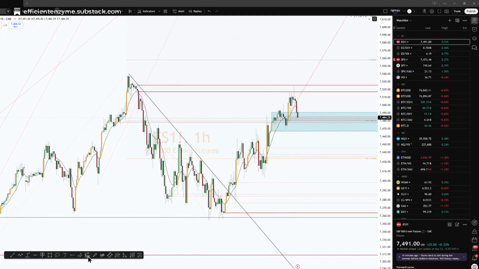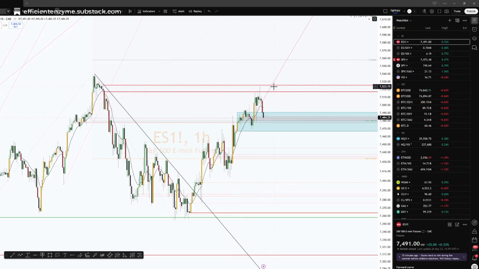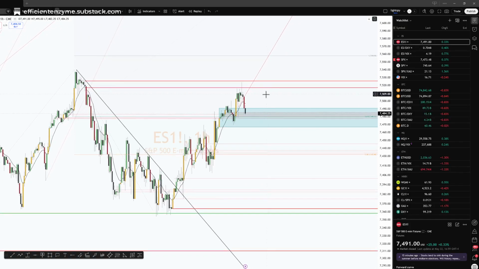Now, what happens if we never clear this first resistance? Then we don't have to worry about longs, right? If we don't clear it, we don't need to worry about longs. We are at resistance. We need to break the resistance to feel that way.